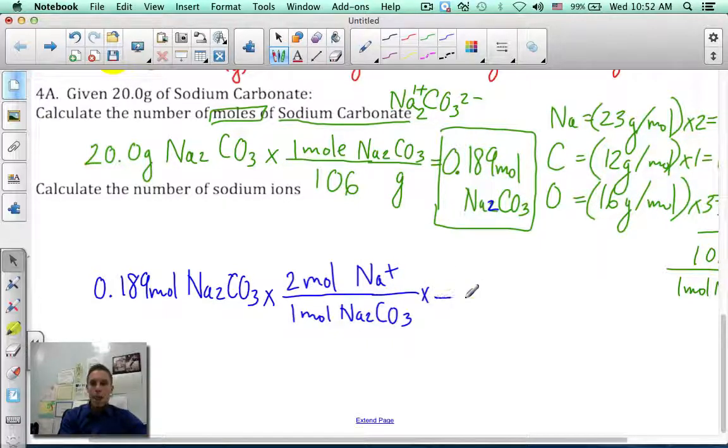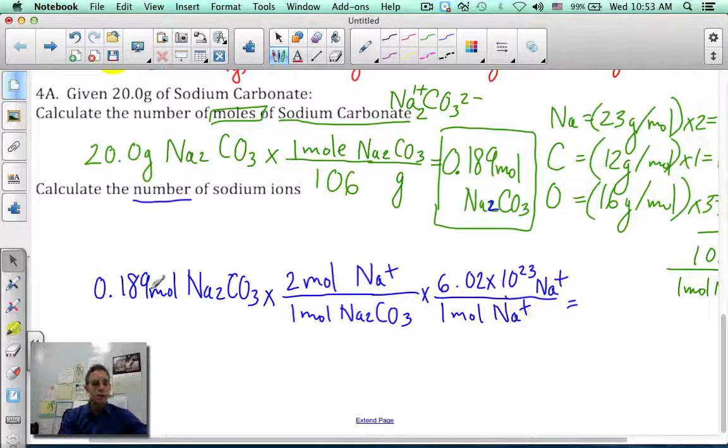Now, I would get the number of moles of sodium ions if I multiply this number times 2 and divided it by 1, but I don't want that. I want the actual number, not the number of moles. So what I'm going to say is, because I want to convert out of moles of sodium ions, if I have 1 mole of sodium ions, for every 6.02 times 10 to the 23rd sodium ions.